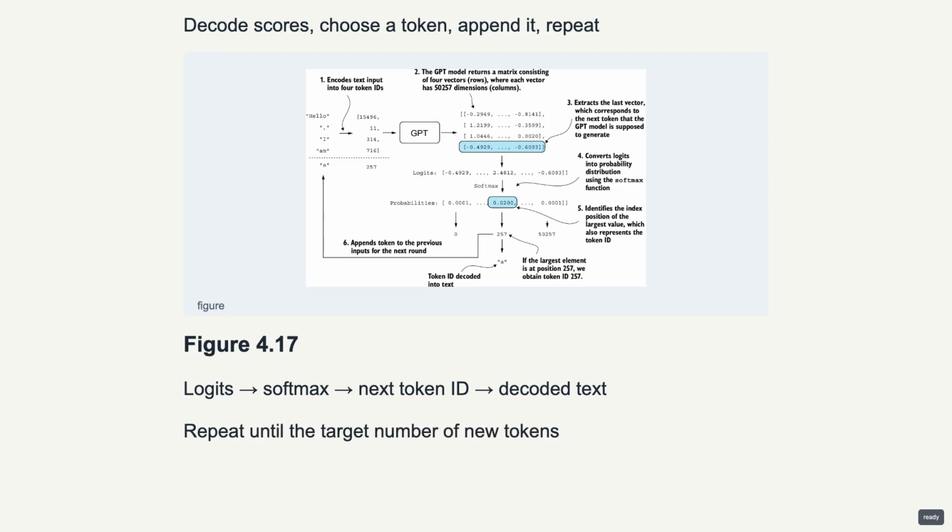That loop keeps running until we have generated as many tokens as we asked for. In code, the whole job is just a controlled repetition of the same next token step.